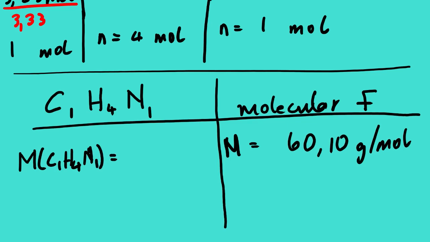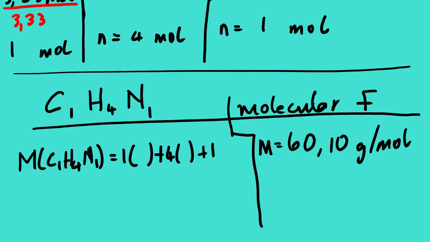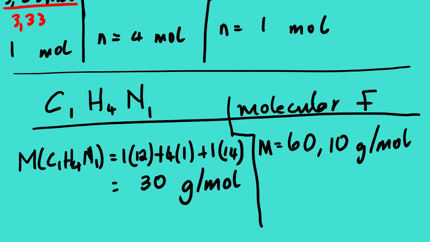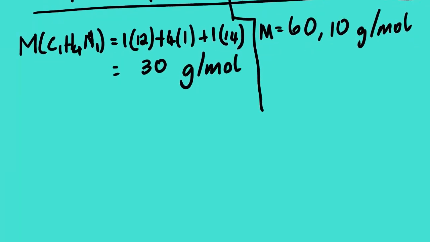C1H4N1 will be equal to 1 atom of carbon plus 4 atoms of hydrogen plus 1 atom of nitrogen. From here we know that the molar mass of carbon is 12, of hydrogen is 1, of nitrogen is 14. Then we get that the molar mass of the empirical formula is 30 grams per mole. Now from here we can generate an equation.